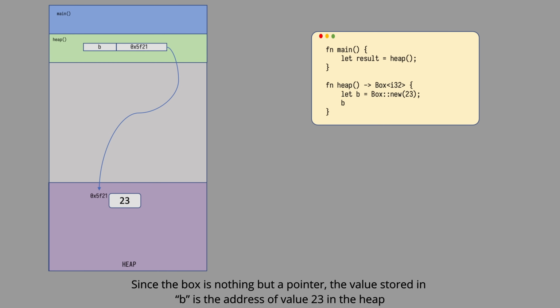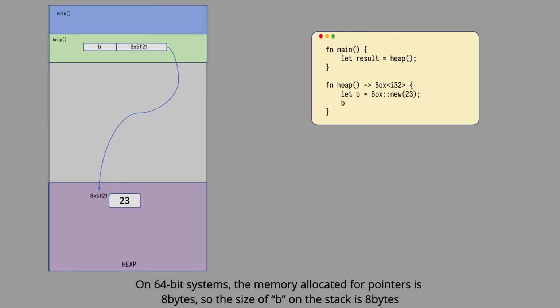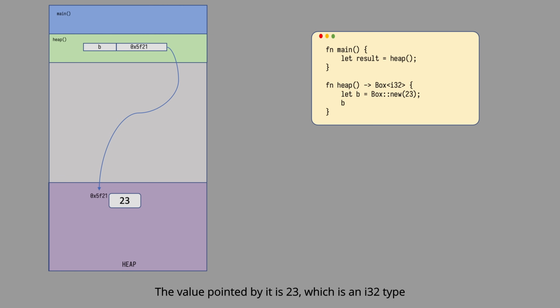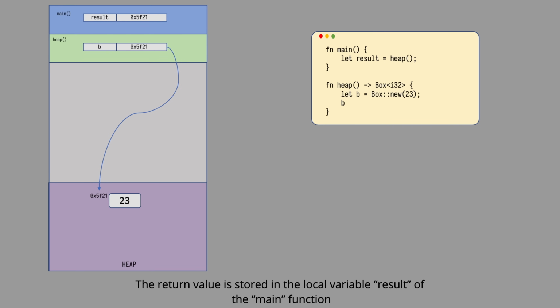Since the box is nothing but a pointer, the value stored in b is the address of value 23 in the heap. On 64-bit systems, the memory allocated for pointers is 8 bytes, so the size of b on the stack is 8 bytes. The value pointed to by it is 23, which is an i32 type. So that needs 4 bytes on the heap. The heap function returns a Box of i32. The return value is stored in the local variable result of the main function.